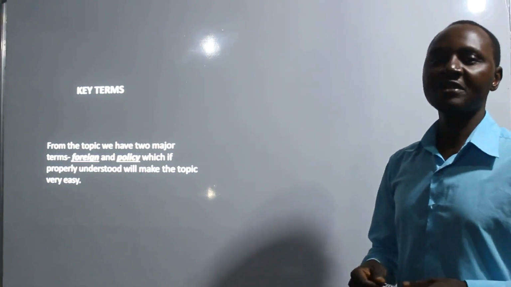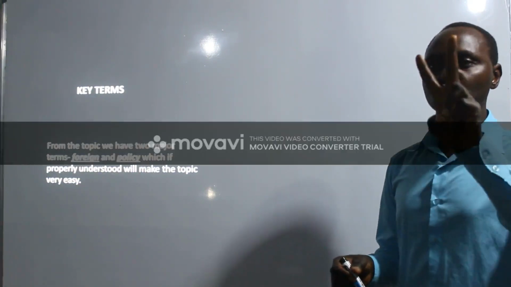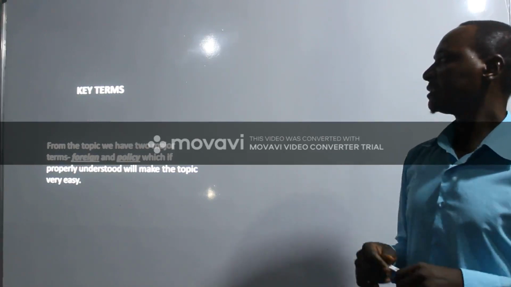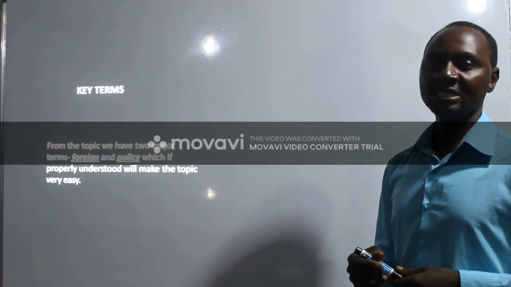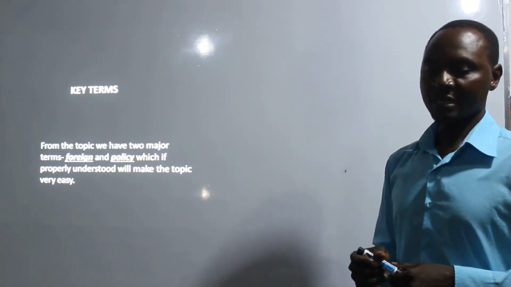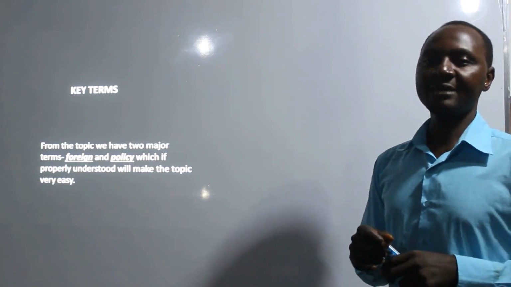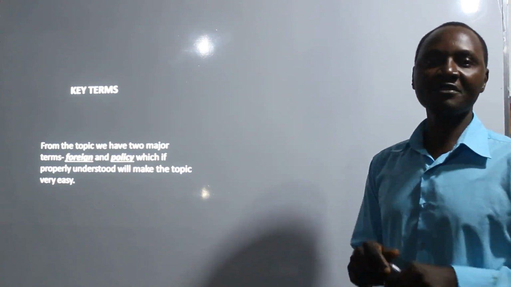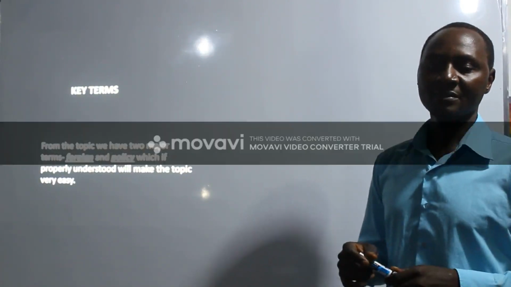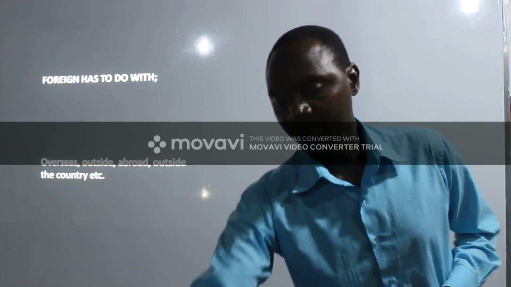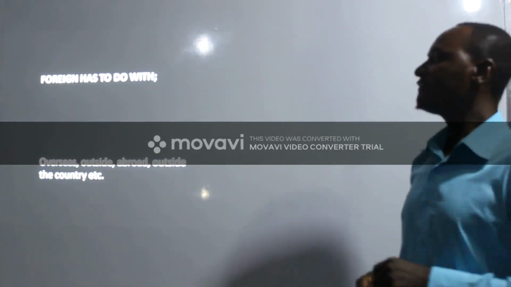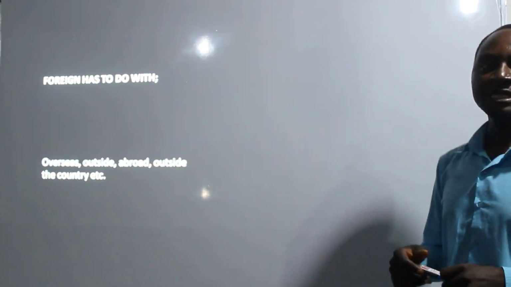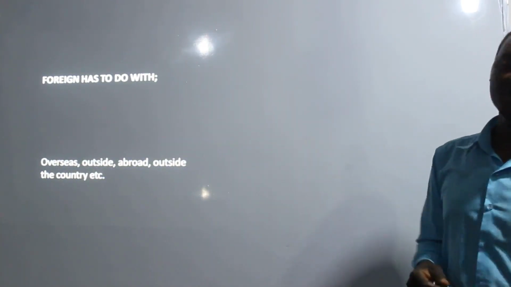Now, from the topic foreign policy, we have 2 key terms. One of it is foreign, and the other one is policy. And if students are able to understand these 2 terms, understanding the topic foreign policy will be very easy. Now let's start with the first key term, foreign. So foreign has to do with overseas, outside, abroad, and ultimately outside the country.